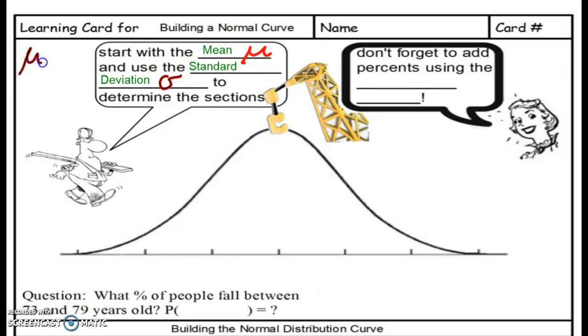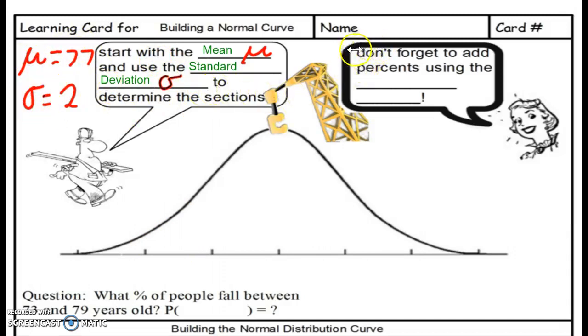For us, the mean mu is going to be 77 years of age, and the standard deviation is going to be 2. If we don't know what the values of the standard deviation and the mean are, right here and right here, then we can't build this curve. Okay, we can't build this normal curve. So now that we know those, we can start to put things together.